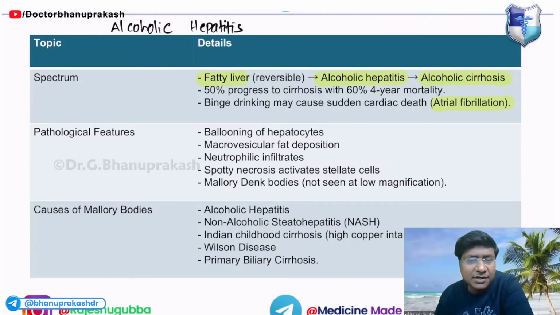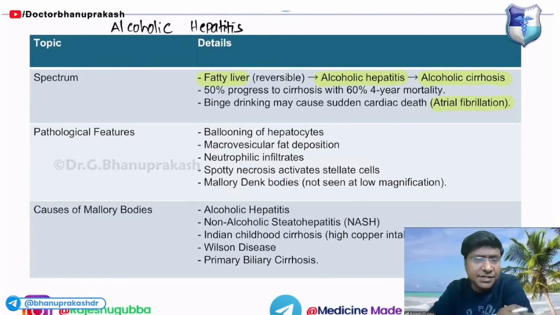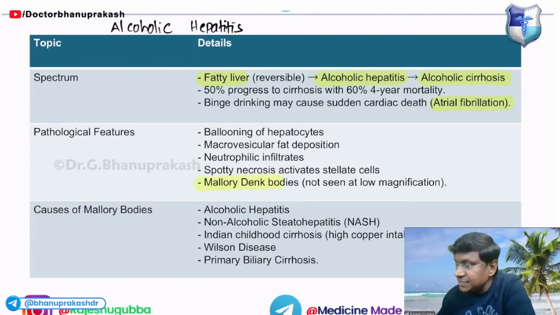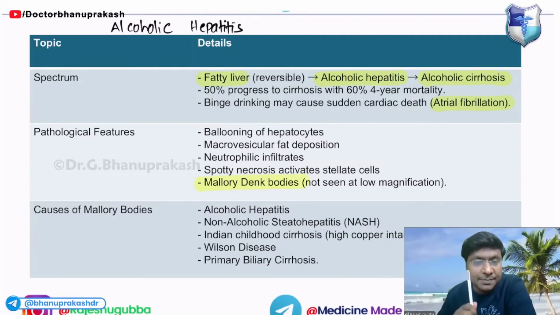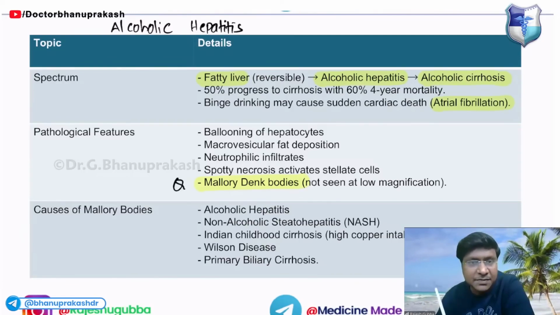The next important thing you need to know in alcoholic hepatitis is the pathological features. I have given you the entire list, but the important MCQ in these pathological features is the presence of inclusion bodies and the name of the inclusion bodies, that is, the Mallory-Denk bodies. Please remember, this will be a question integrating your medicine and pathology.